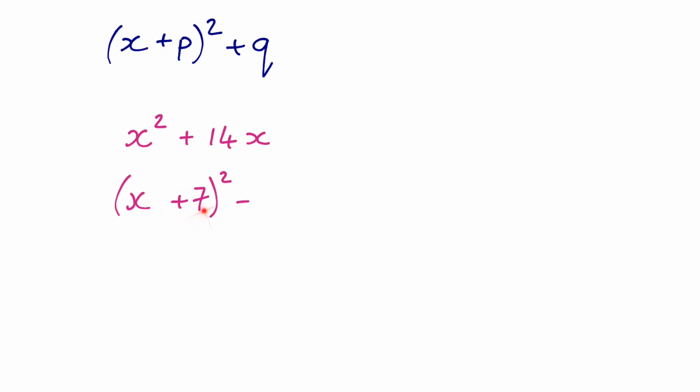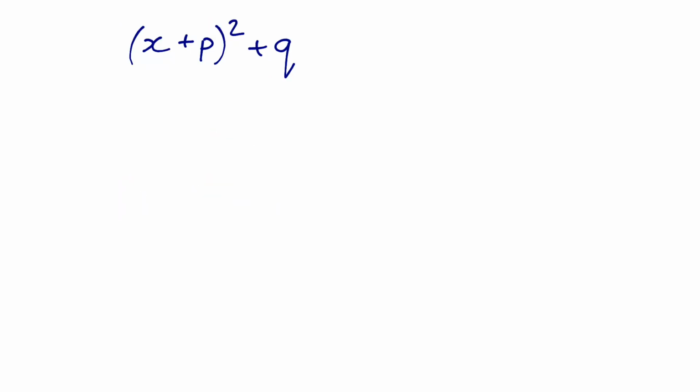Then you square this number. So 7 squared is 49. And you put that outside the bracket and you subtract it. And you've just completed the square for this expression. So let's have a look at another example.